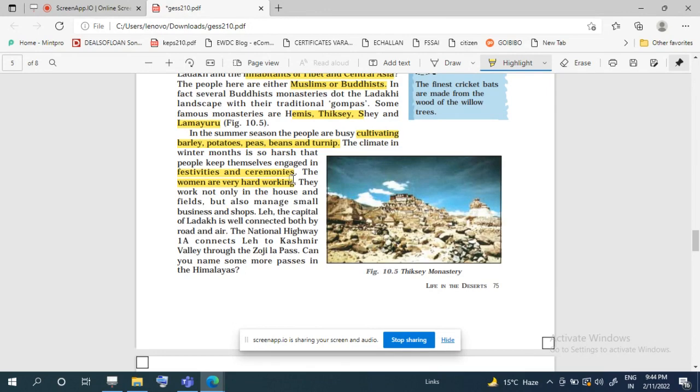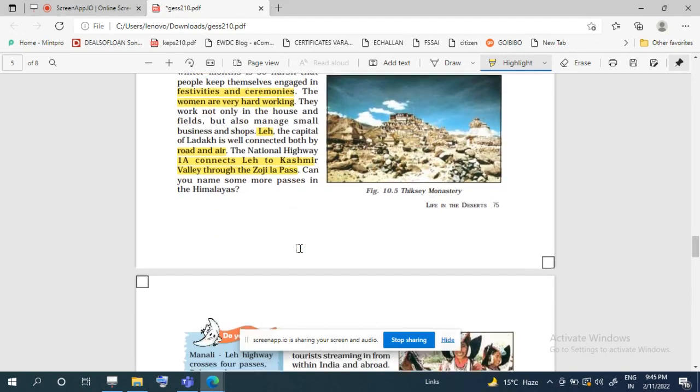And the capital of Ladakh is Leh, and it is well connected both by road and air. And there is a national highway 1A which connects Leh to Kashmir. It connects Leh to Kashmir and goes through the Zojila Pass. And what are passes? Passes are narrow passages through which we can cross the mountain from one side to another.